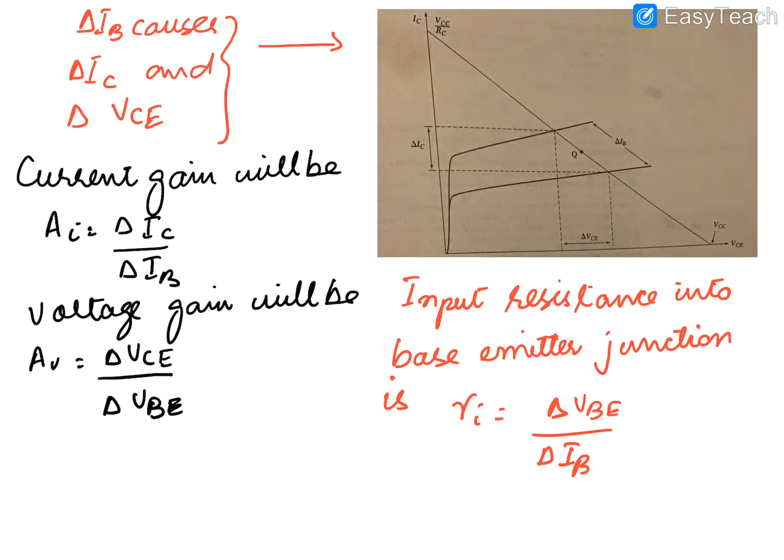The input resistance measured at the input terminal will be the change in input voltage divided by the change in input current. So all these changes must be linearly proportional in order for the transistor to work without distortion.